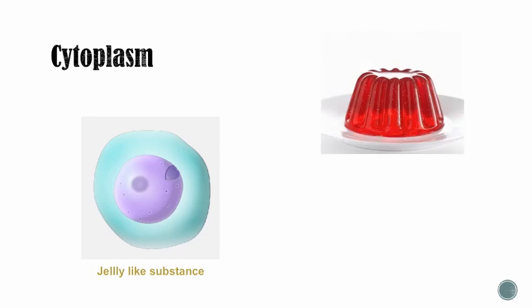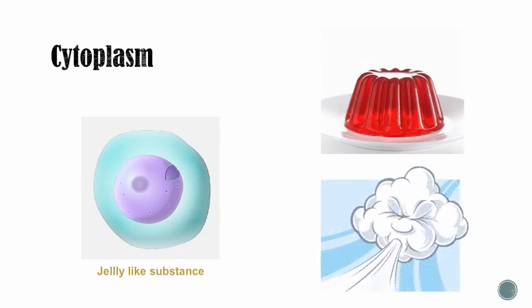Now I'm going to be talking about the cytoplasm. Now the cytoplasm, it is a jelly-like substance that surrounds every other organelle within the cell. We can even compare it maybe to air, because just how air surrounds everything and everyone on Earth, the cytoplasm acts in a similar way within the cell. It surrounds every other organelle.